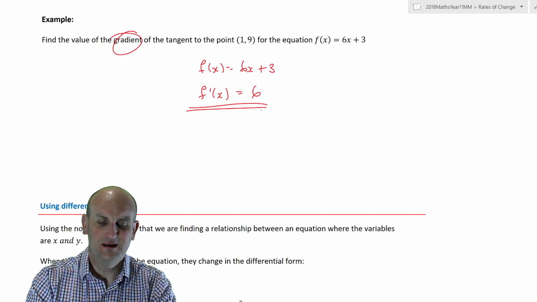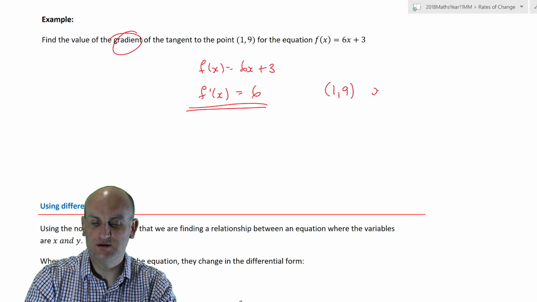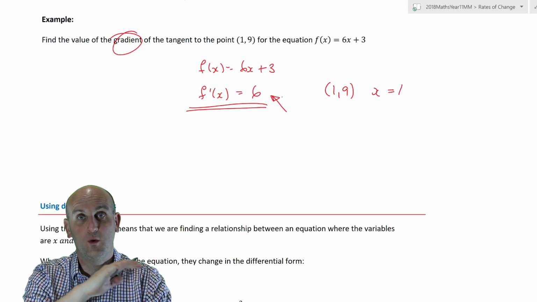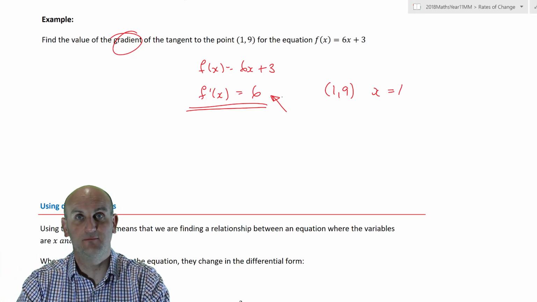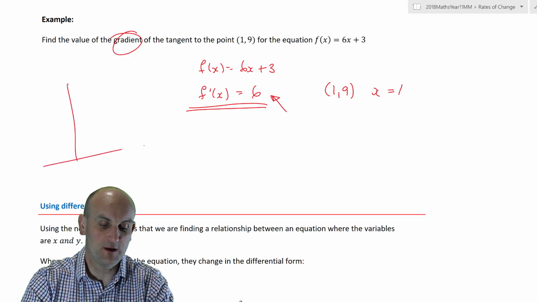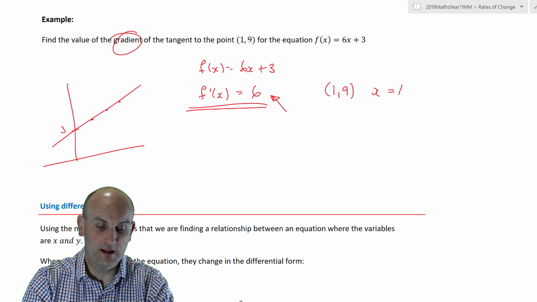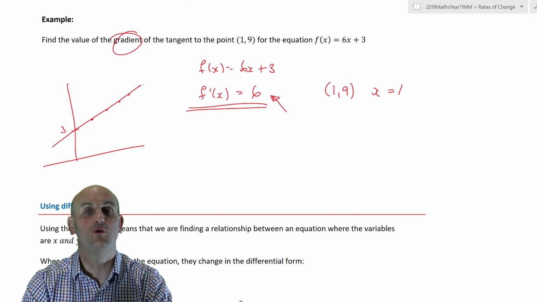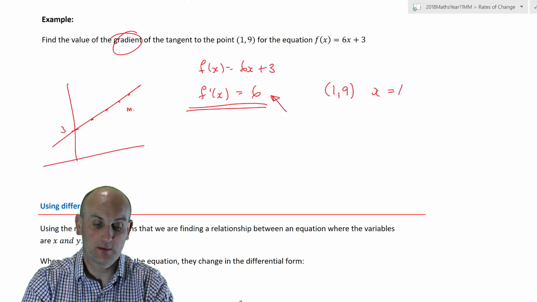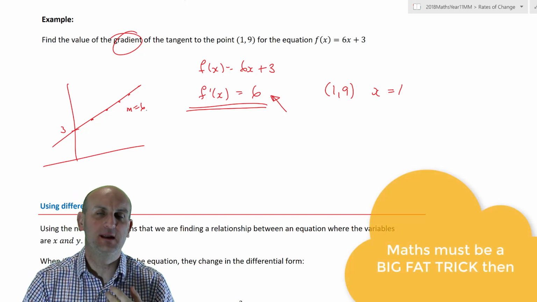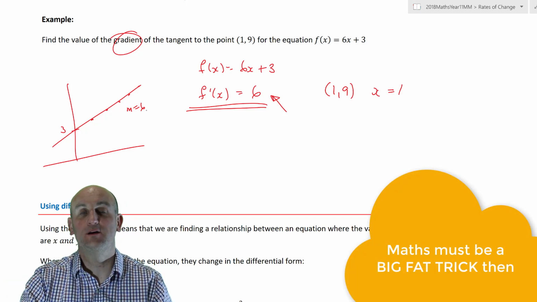Well, actually, although they've given me the point 1, 9, which is code for saying find the gradient when x equals 1, do you notice what's missing in my gradient function? Well, yeah, there's no x value. And if there's no x value, what that actually means is that my gradient all the way along that line is exactly the same. And we knew that because the line 6x plus 3 is actually a straight line, where the gradient at this point, and this point, and this point, and in fact for all values of x, is exactly the same: 6. So a little bit of a trick question, but to me, the minute they use the word gradient, it's like, okay, I am going to differentiate.